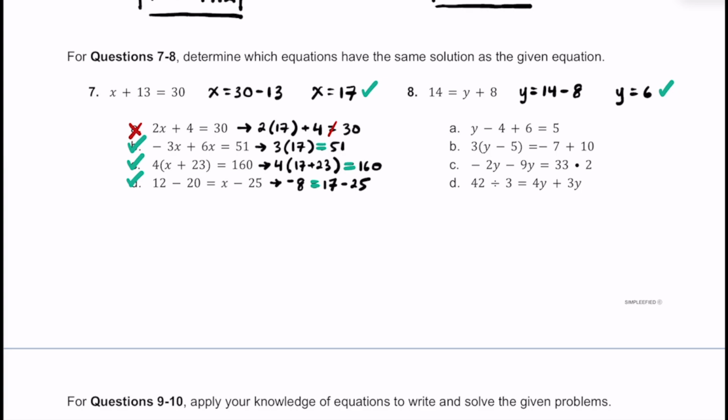All right, now for A here, it looks like we have an equation where we can combine some like terms. So notice for A, we have negative 4 plus 6, which is 2. So this really simplifies down to saying y plus 2 is equal to 5, right?